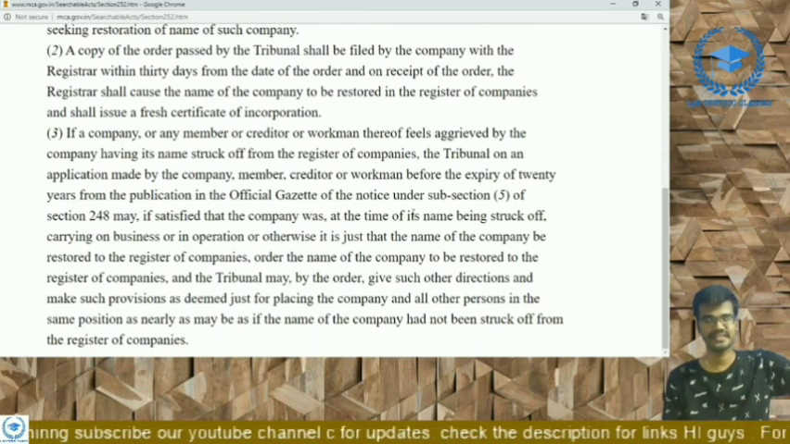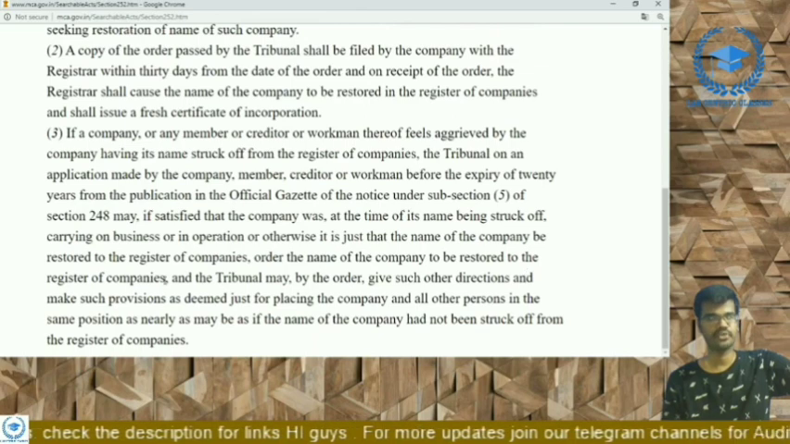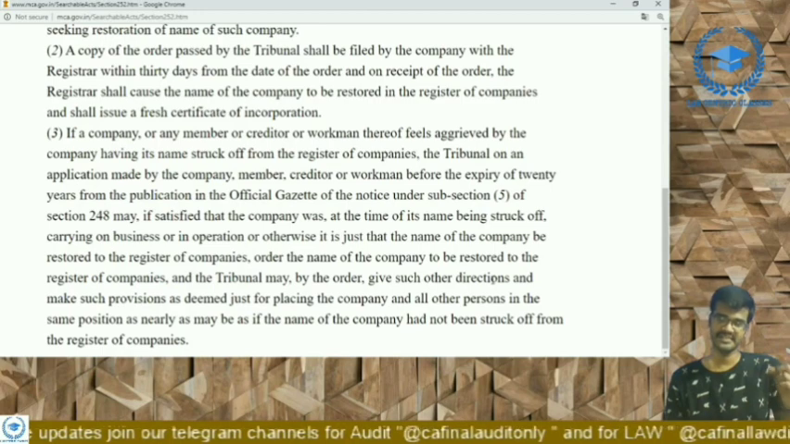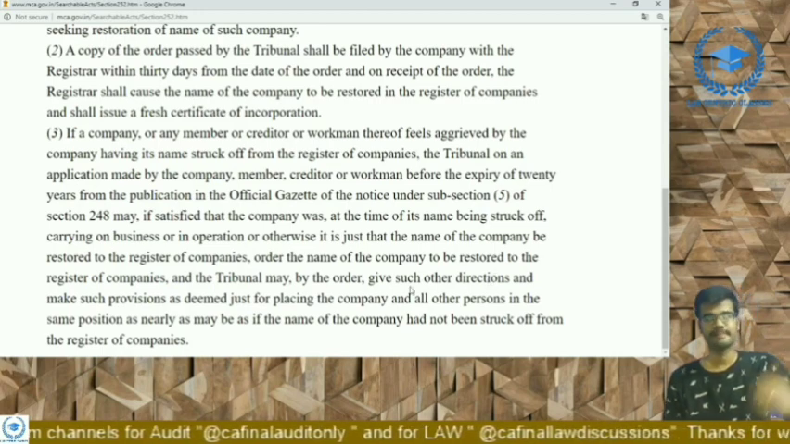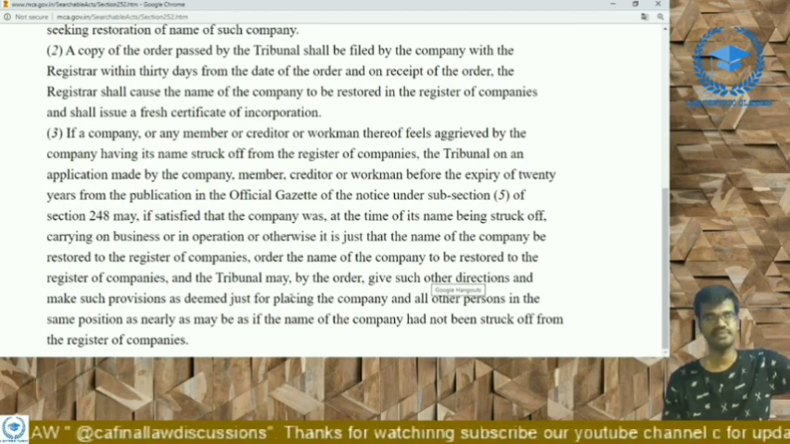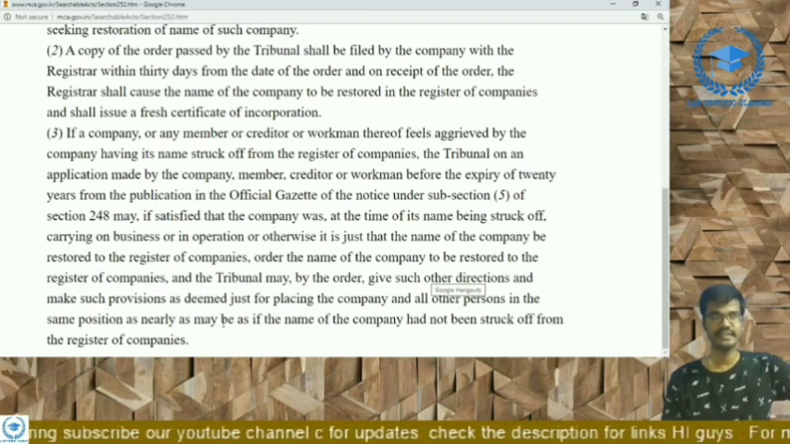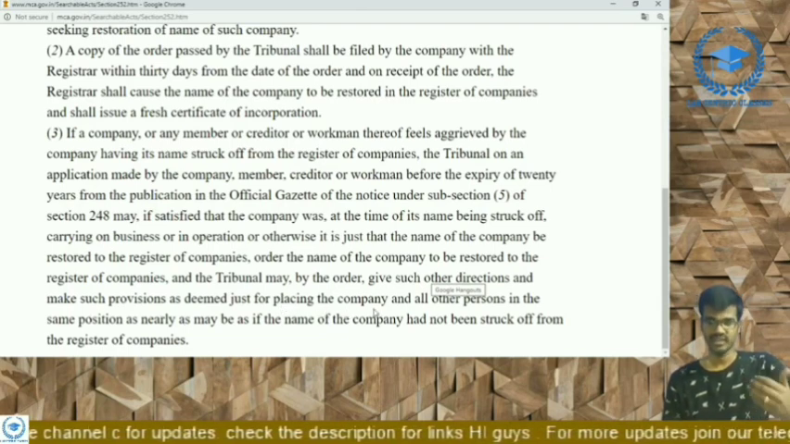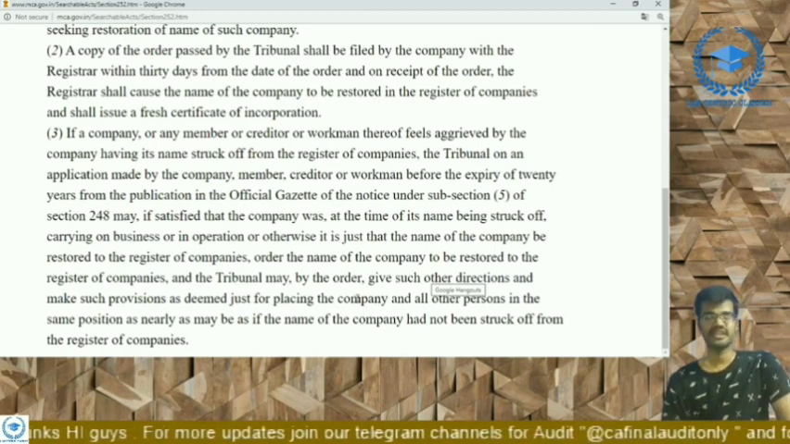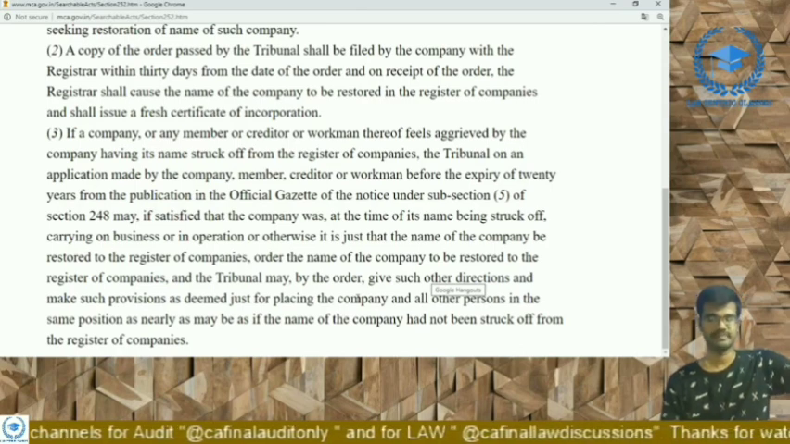On that basis, the tribunal may order the name of the company to be restored to the ROC. The tribunal may by the order give such directions. First one is restoration of name, and the second is it may give such other directions and make such provisions as deemed just for placing the company and all persons in the same position as nearly as may be as if the name was not struck off. Then the tribunal can make such directions or such provisions for that particular purpose, right?